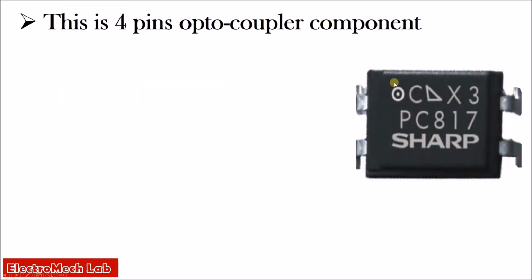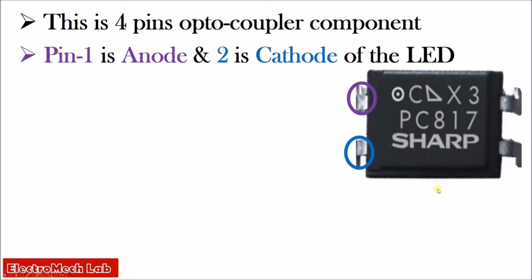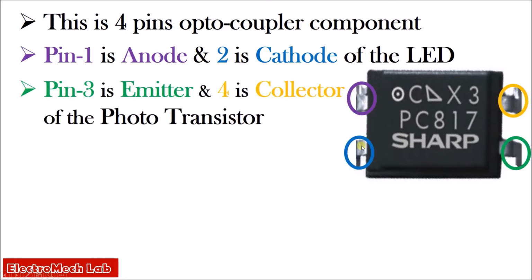This is picture of physical component optocoupler. It has 4 pins 1, 2, 3 and 4. Pin number 1 is anode, 2 is cathode, 3 is emitter and 4 is collector.